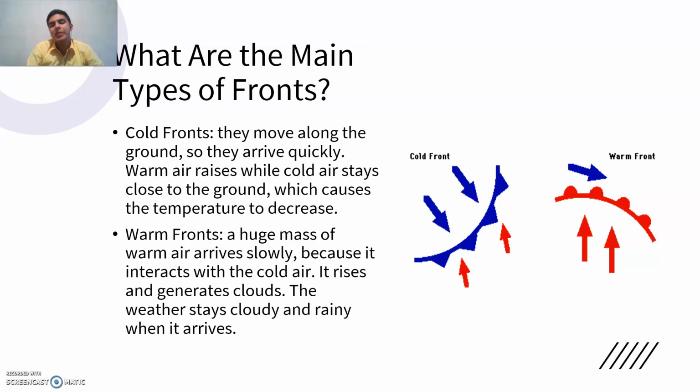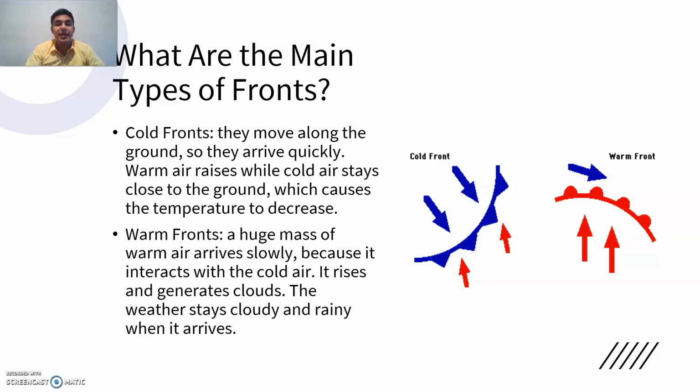But what happens with the opposite? What happens with the warm front? A huge mass of warm air arrives slowly because it interacts with the cold air. It rises and generates clouds. The weather stays cloudy and rainy when it arrives.